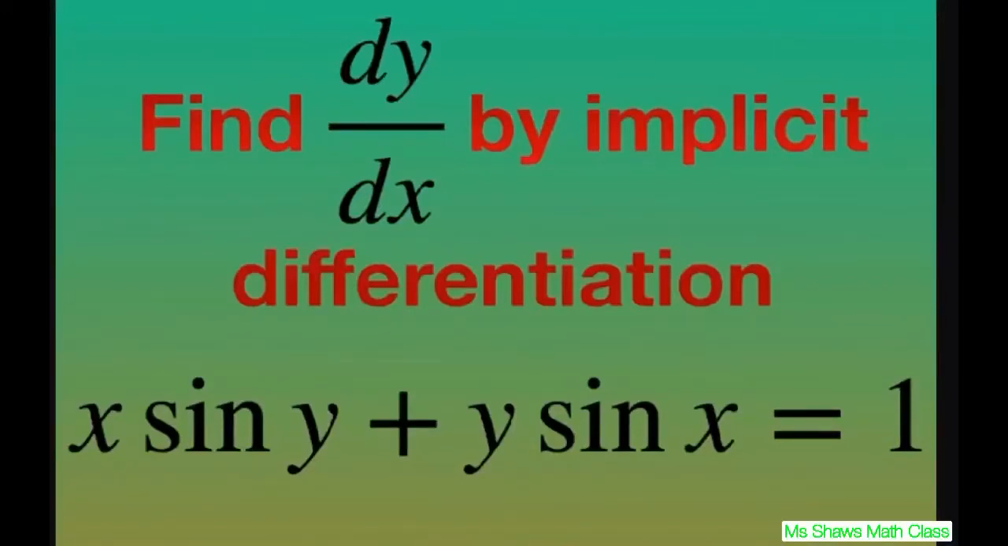New one. We're going to find the derivative of y with respect to x by implicit differentiation. We have x times sine of y plus y times sine of x equals 1. So we're going to differentiate first both sides of the equation. So the setup should be like this.